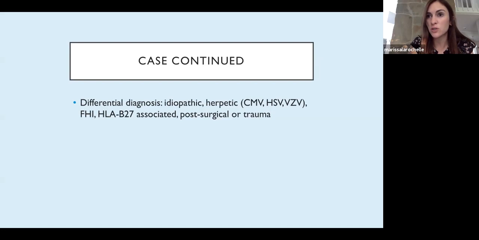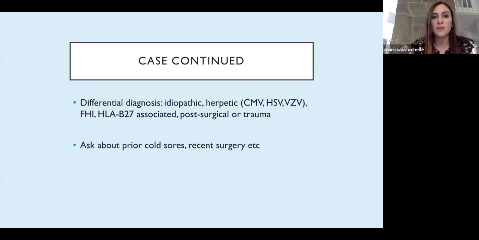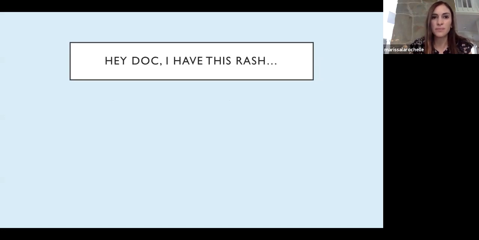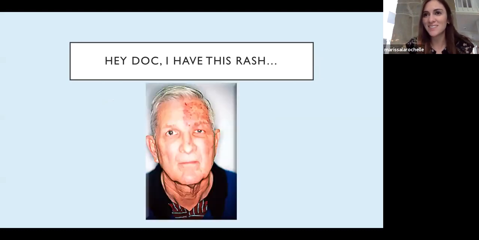If the patient had cataract surgery a week ago, and then traumatic. So I'd ask, does this patient have prior cold sores, any recent surgeries? And then you step back from the slit lamp and you look at the entire patient and you notice he has a zoster rash in the V1 distribution.